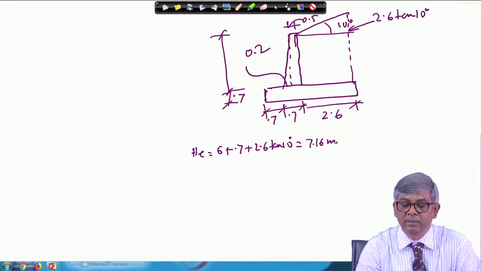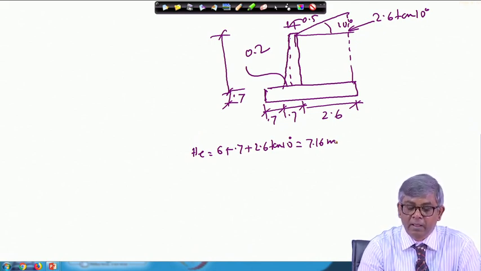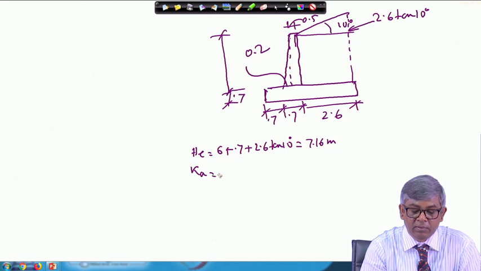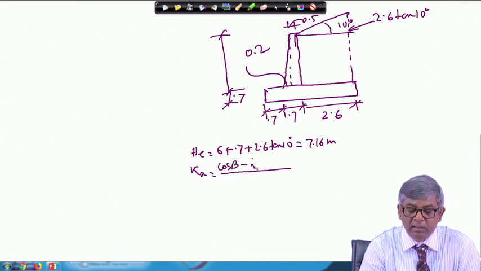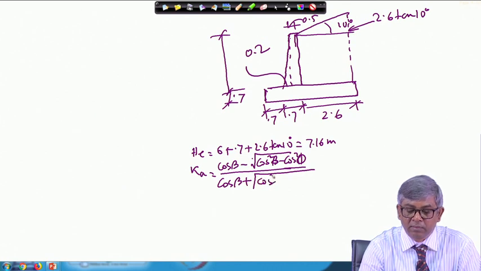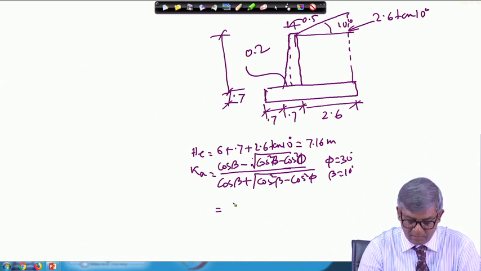So, instead of 6.7 I will take 7.16 meter, and your Ka will be equal to cos beta minus under root cos square beta minus cos square phi, divided by cos beta plus under root cos square beta minus cos square phi, and here phi equal to 30 degrees and beta equal to 10 degrees. If I put this value, it comes approximately 0.32.